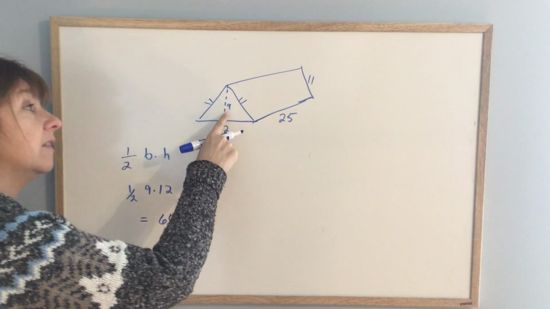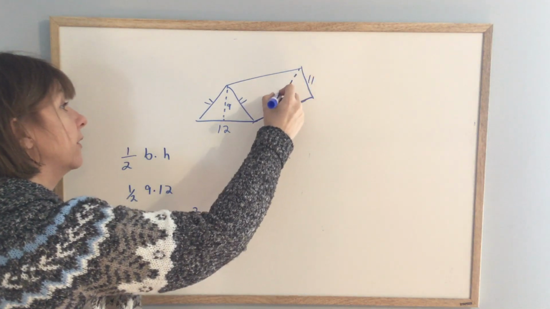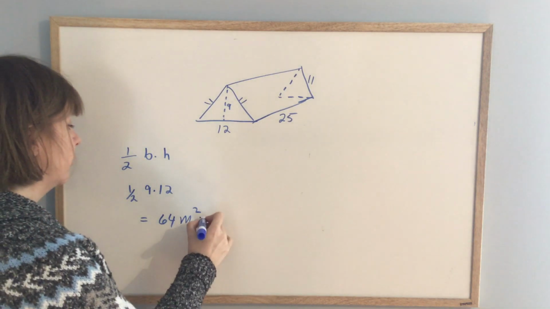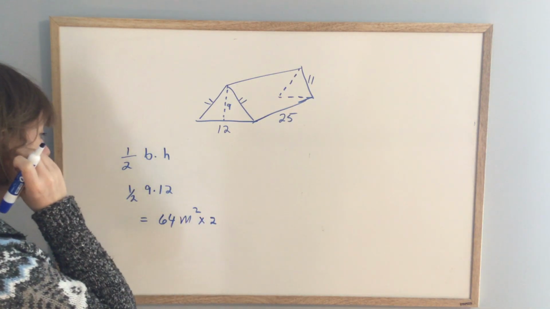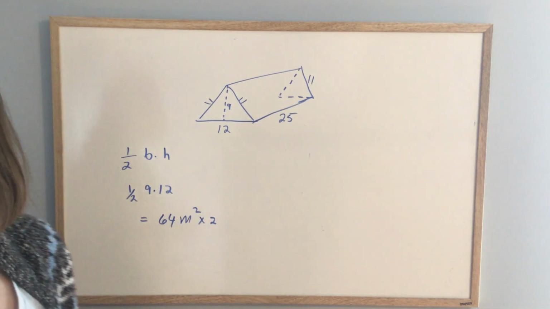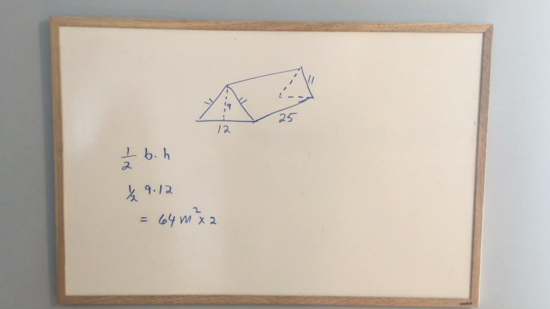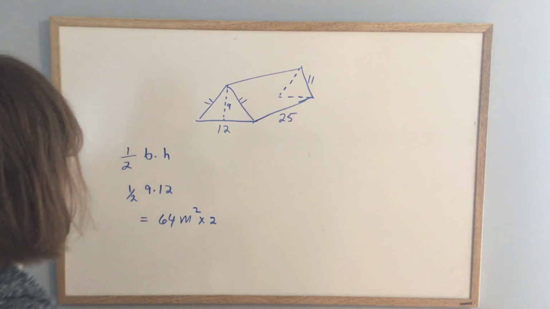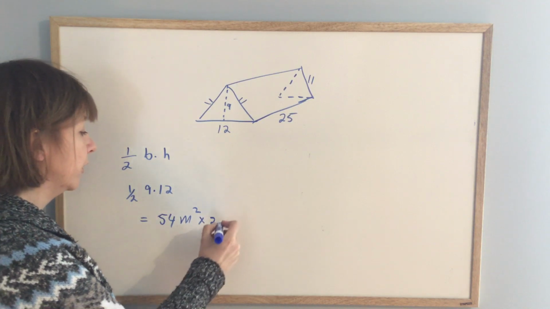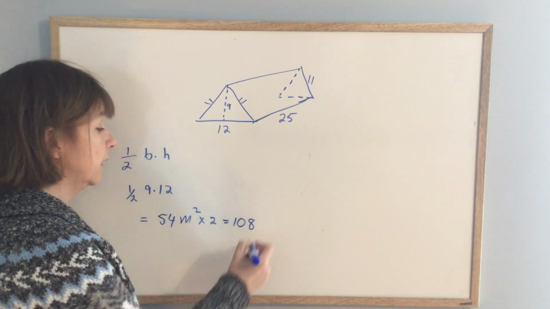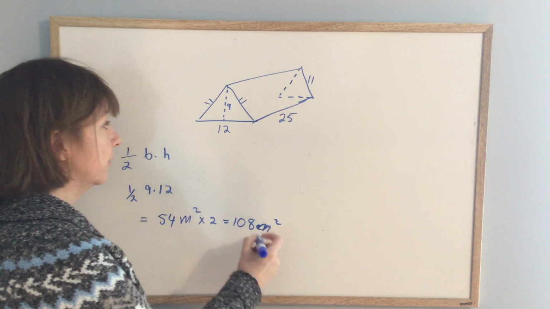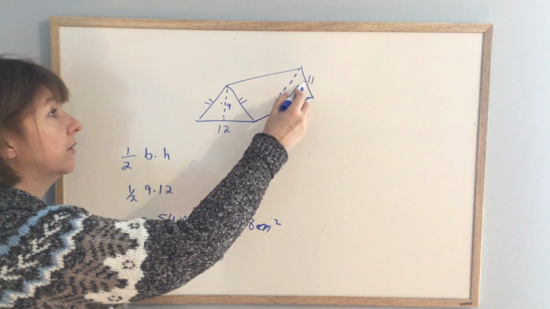Now, that's that one triangle, but there's another triangle that is the same back here. You just can't see it. So I'm going to multiply that by 2. And 108 divided, somebody needs to slap me. 108 divided by 2 is 54, not 64. Sorry. That's 54. And 54 times 2 is going to give me 108 meters squared. So that's the triangle and the triangle.